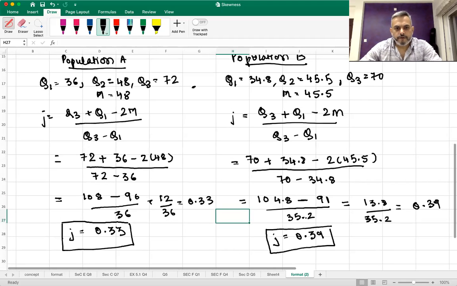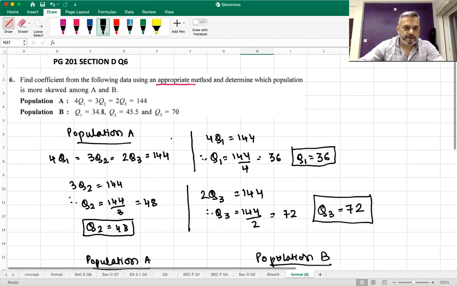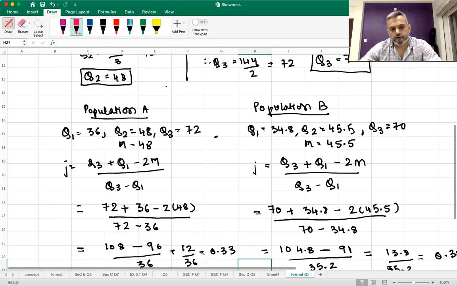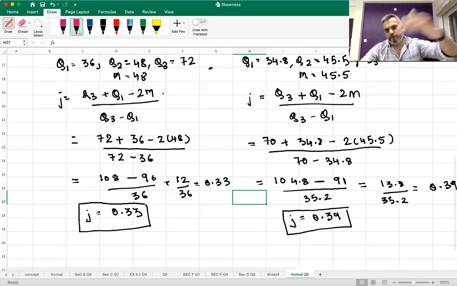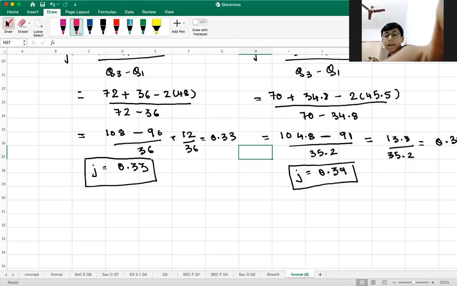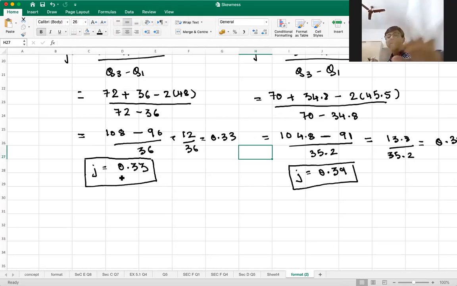Now we go back to the question. The question says which one is more skewed. So more skewed means away from zero. So which one is away from zero? Population A or population B? B. Population B. So we have to write that.